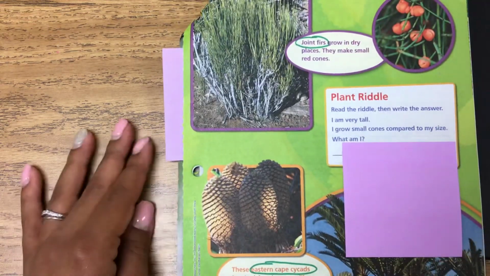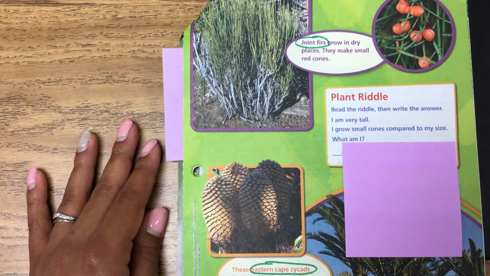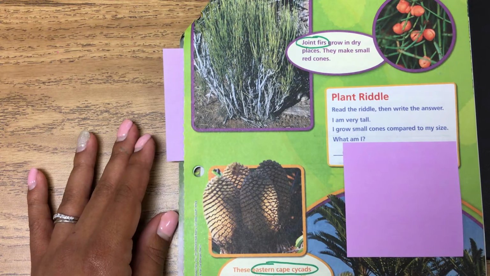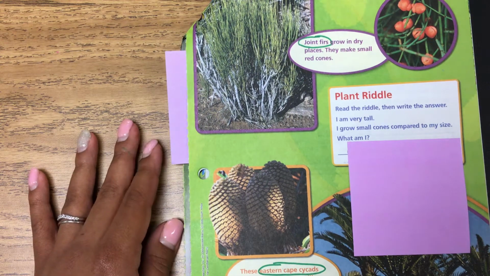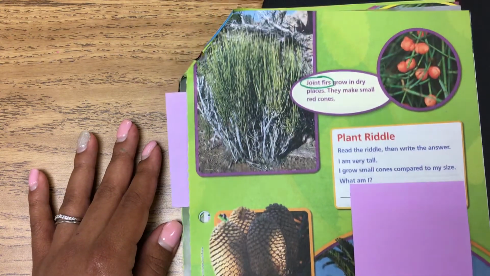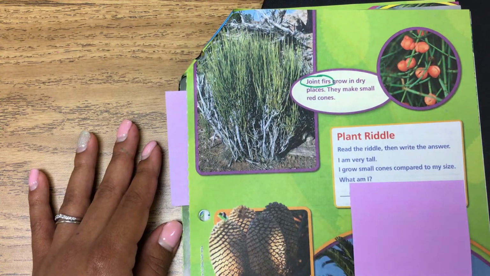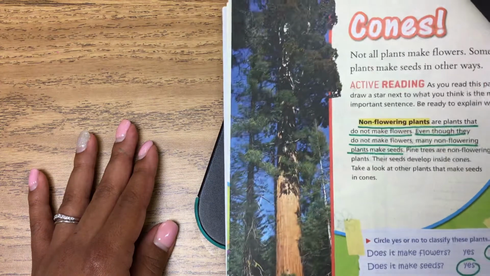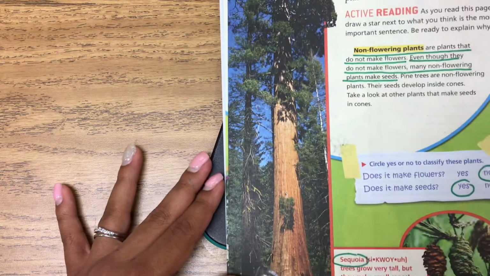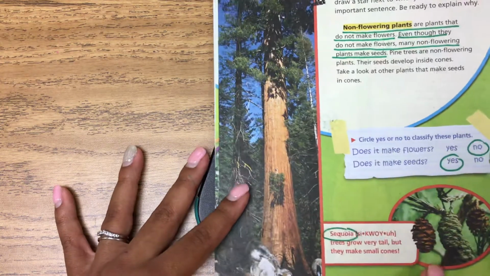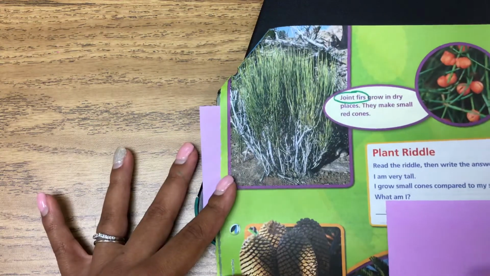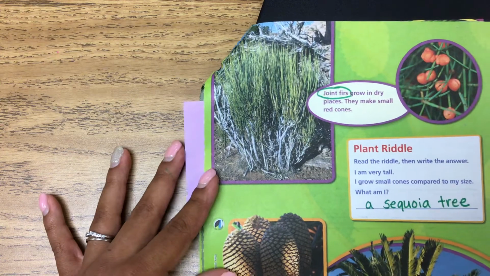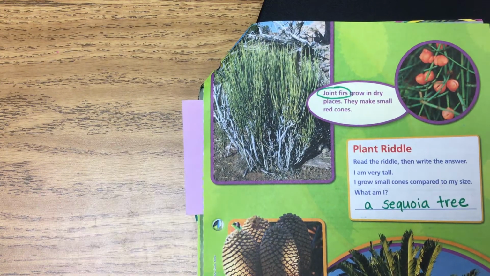The next one says, read the riddle, then write the answer. I am very tall. I grow small cones compared to my size. What am I? When we look at this page, we don't see any of the taller plants we just read about. But on the previous page, we see the tall sequoia tree. And even though it's very tall, their cones are really small. So go ahead and fill that in as your riddle answer. A sequoia tree.